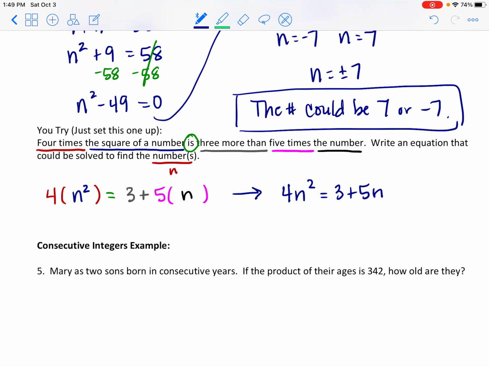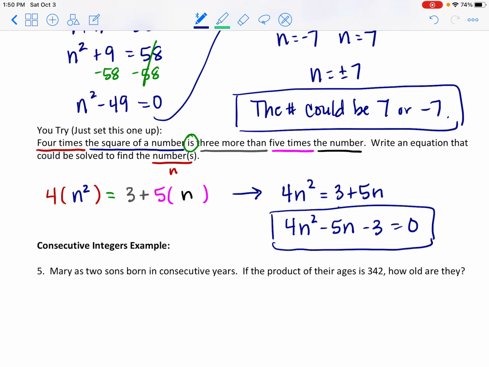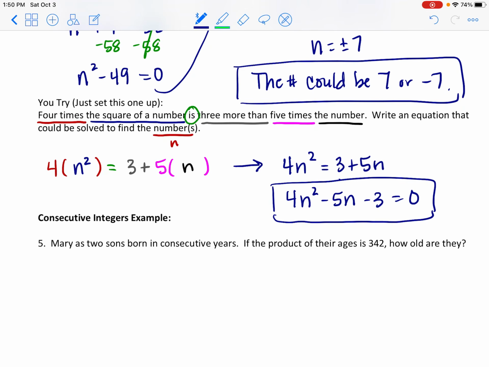And if I just move these two terms over, to get it in order equal to 0, 4n squared minus 5n minus 3 is the equation that we would solve to figure out the numbers that would work for this scenario. Okay? Alright, we got one left here.